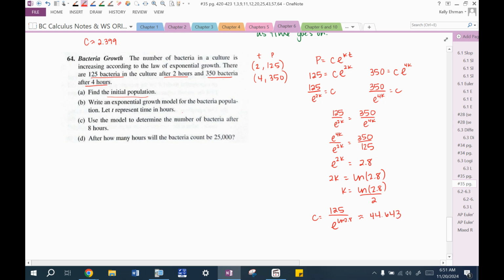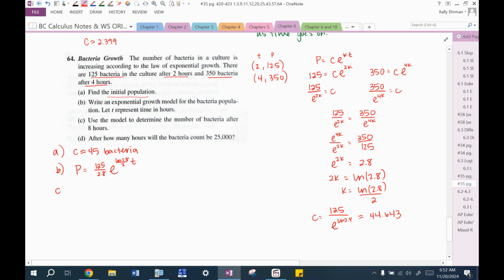So I guess I've kind of done part B. So part B, I did that first. So part A, let's see. Part A, what's the initial? The initial is C, which is about 45 bacteria. And then part B, I've also answered. So my exponential model is P equals, I would leave this, I think, as 125 over 2.8, just so it's not rounded. And then e to the (ln 2.8 all over 2) times t.